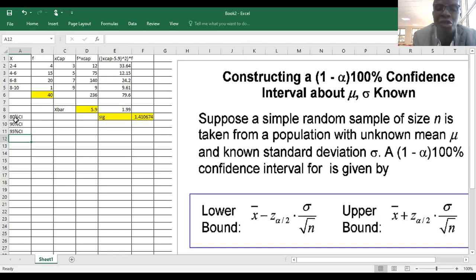To answer that question quickly, draw the normal curve. Just draw an empty normal curve. Put the line of symmetry. The horizontal axis is Z.